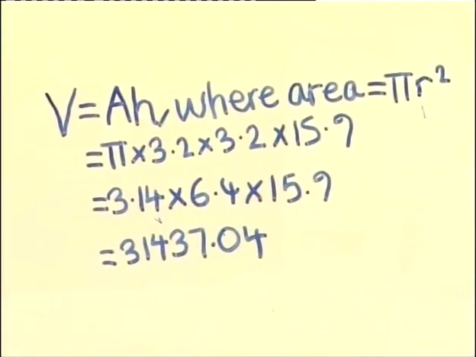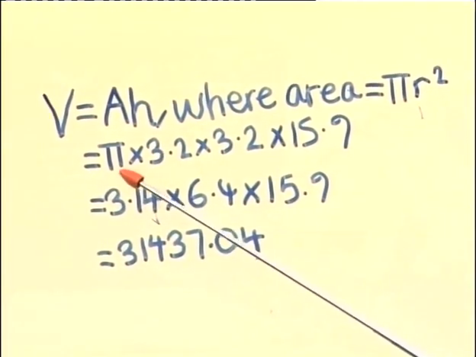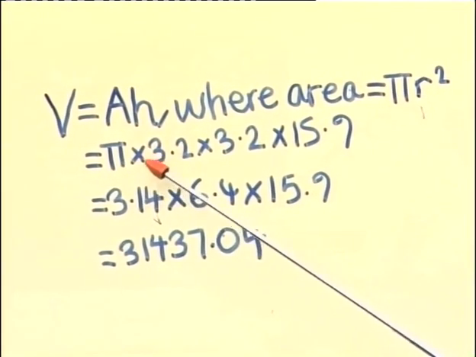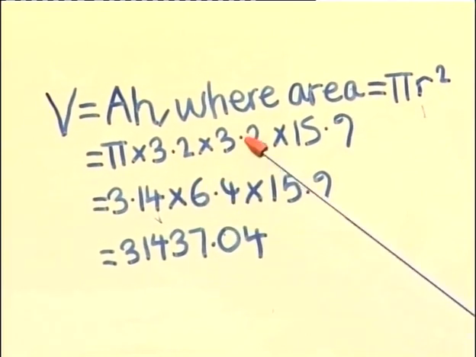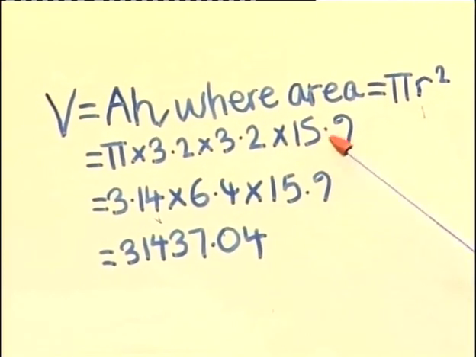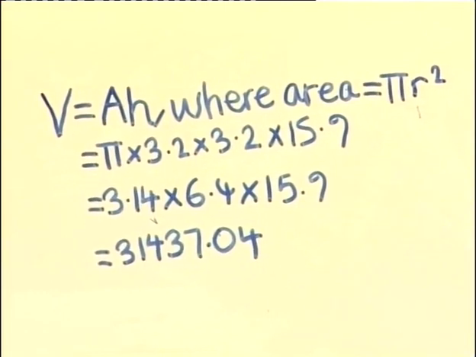The formula they used was V equals AH, where area is equal to pi r squared, equals pi times 3.2 times 3.2 times 15.9, equals 3.14 times 6.4 times 15.9, and they have their final answer as 31,437.04.